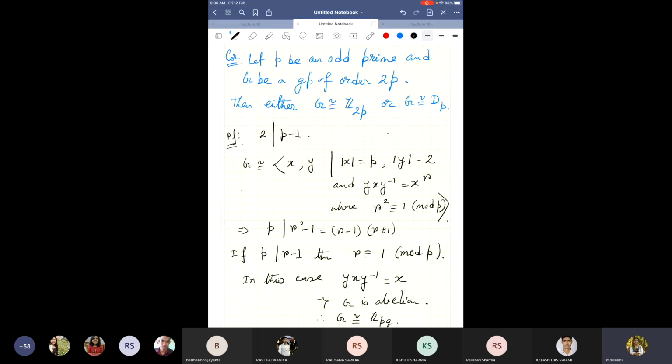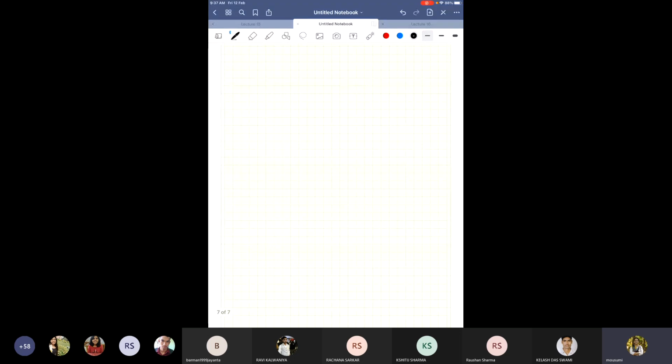Okay, is this fine? 2p, sorry. I have not written here all the details. There are a few things left behind, but you can fill in those gaps with the proper arguments. Fine. So G is isomorphic with Z_2p in this case.